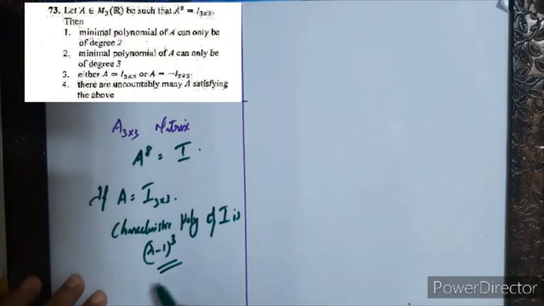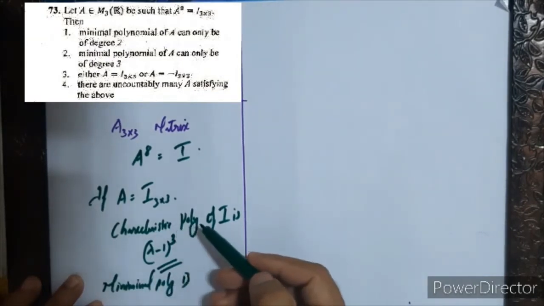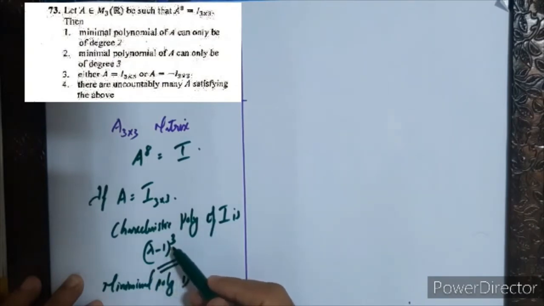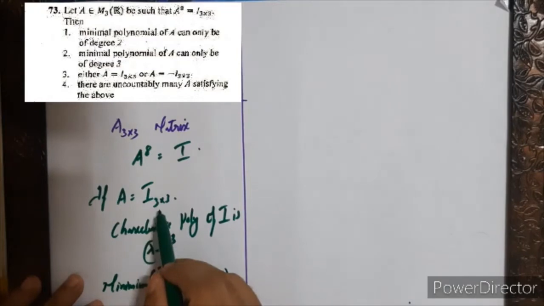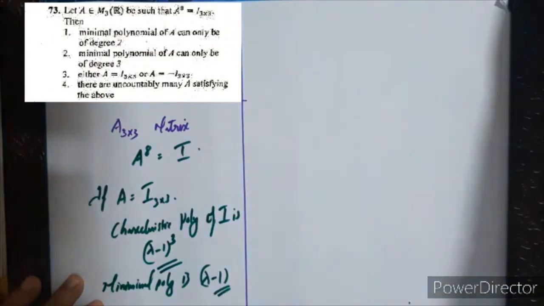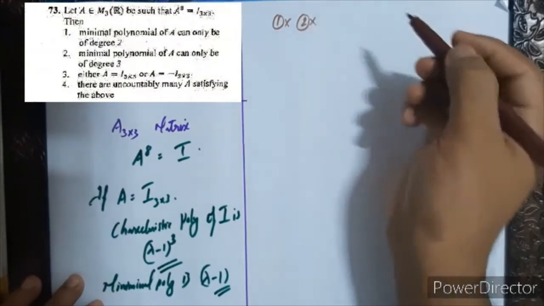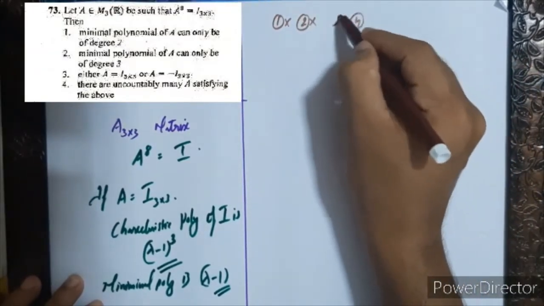Now what is the minimal polynomial? The minimal polynomial is the lowest degree polynomial that satisfies A. So if A equals I, then the minimal polynomial is lambda minus 1. So from here, the degree of the minimal polynomial of the identity matrix is 1. So we can cancel out: the first option is not true, the second option is not true. And what about 3 and 4?